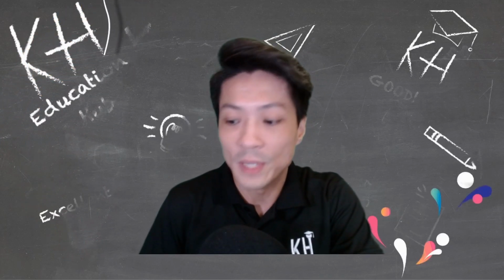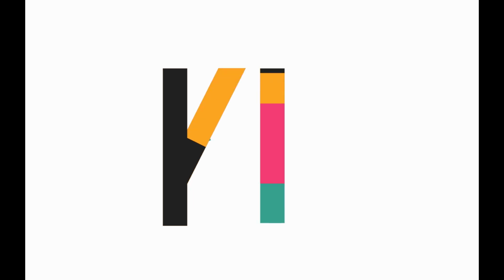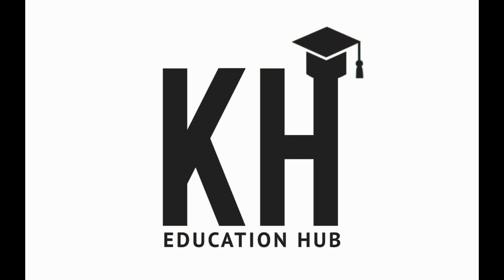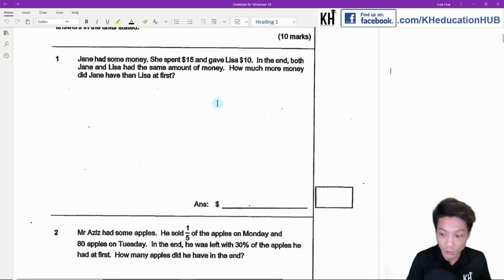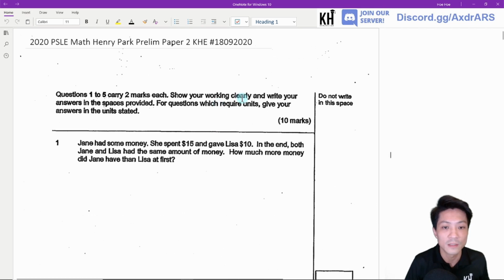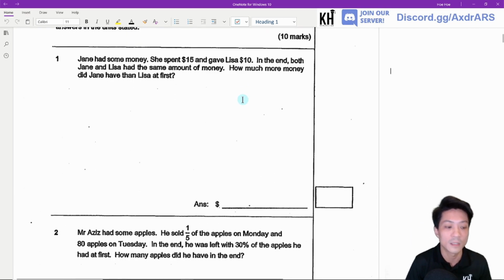So 2 more weeks to your PSLE math. Are you getting ready for it? Today I'm gonna go through the Henry Park paper from 2020. Okay, so let's get started on the first question.